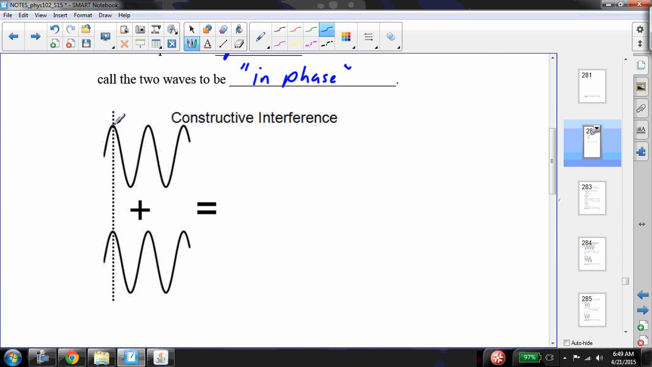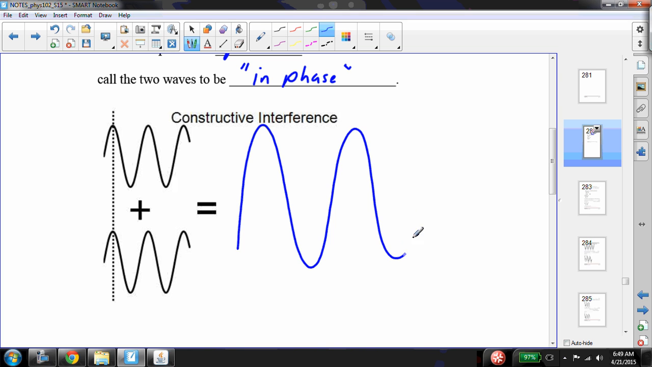Here I have two waves. Notice that their peaks line up, and when they add up, they produce a wave that has twice the amplitude of the original wave. So they have the same frequency, but they have an amplitude that is equal to this amplitude plus this amplitude.